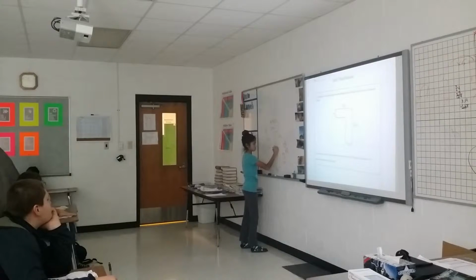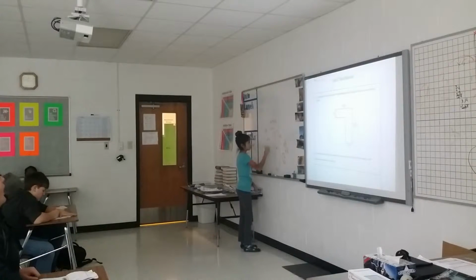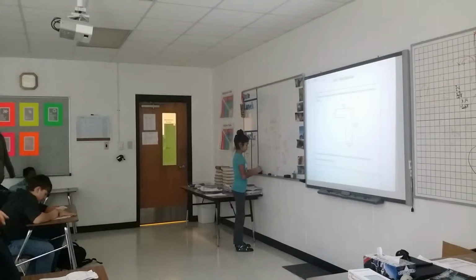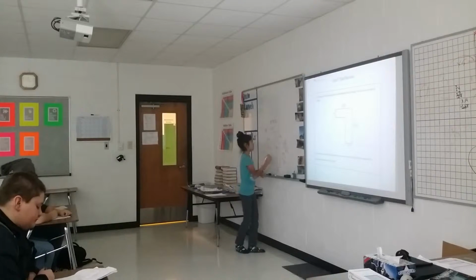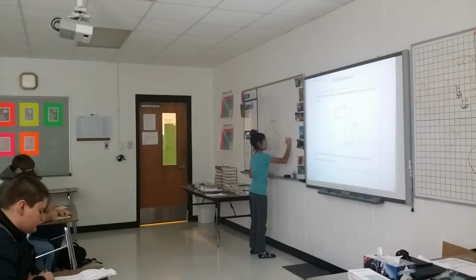So now that you have the two areas of the two different portions of the composite figure, what do you need to do? I would have to add them together. Okay. Cool. And then 32.25 plus 38.